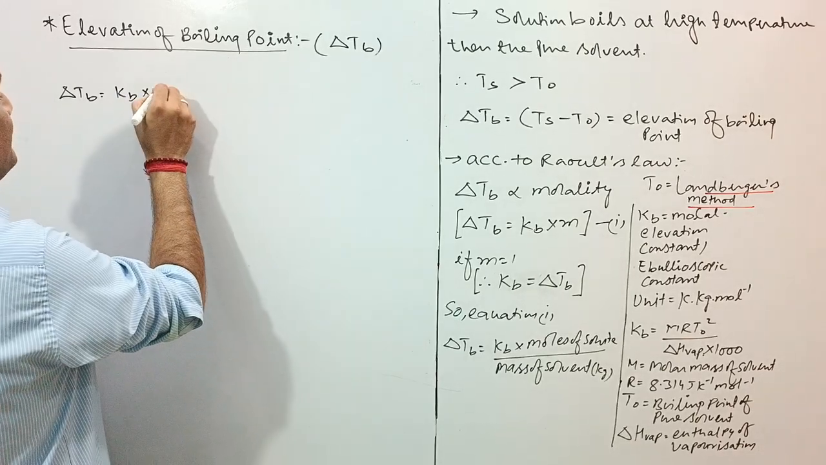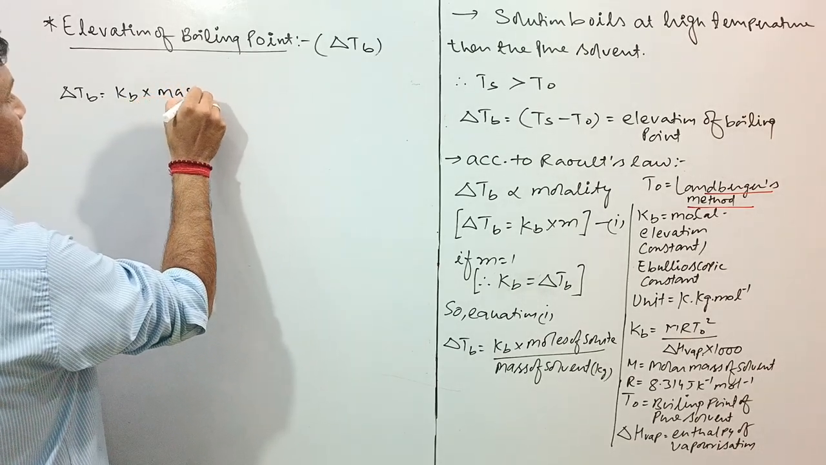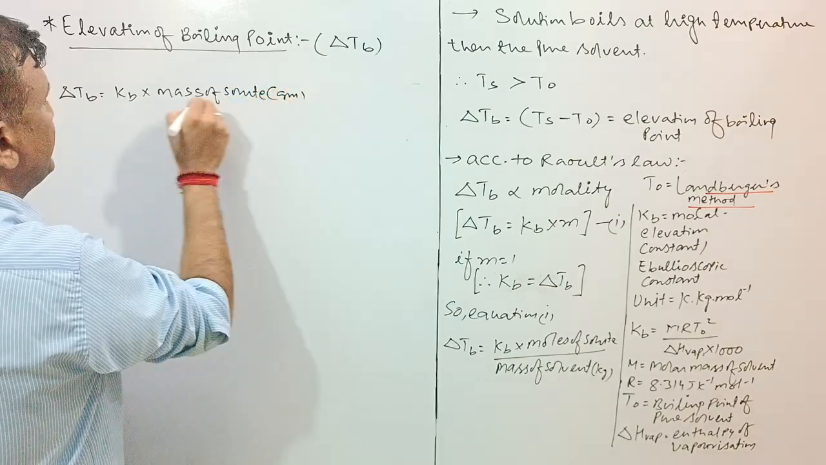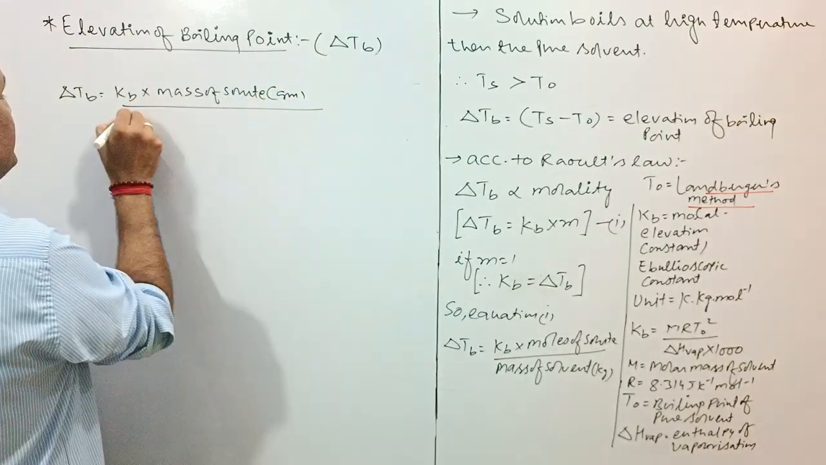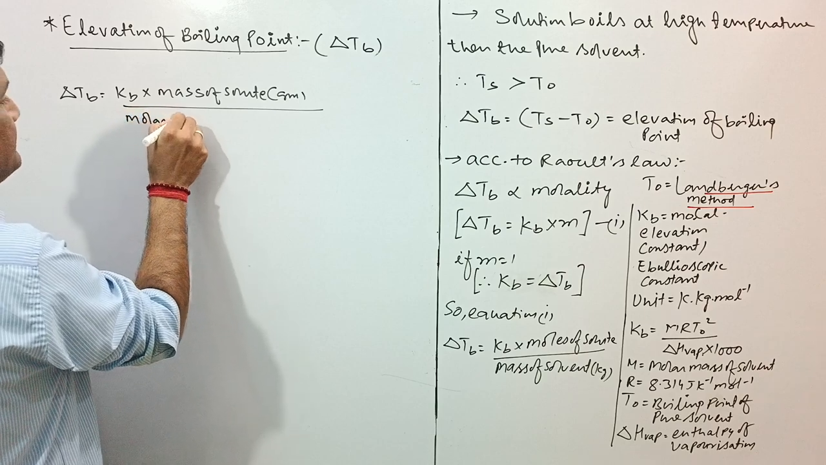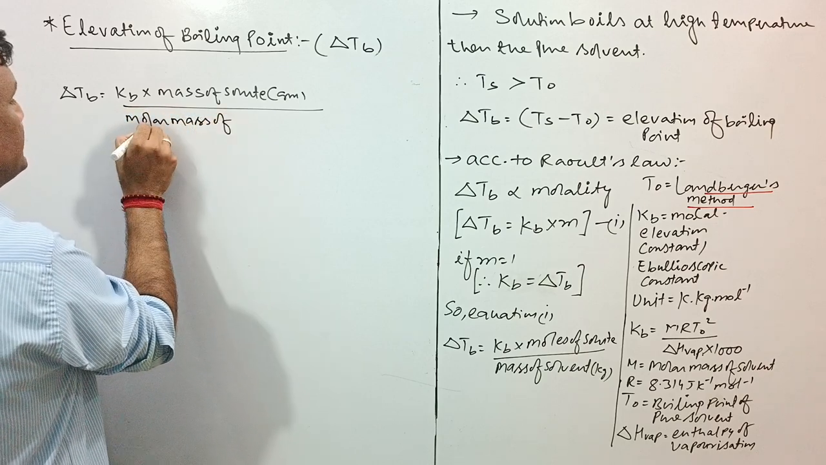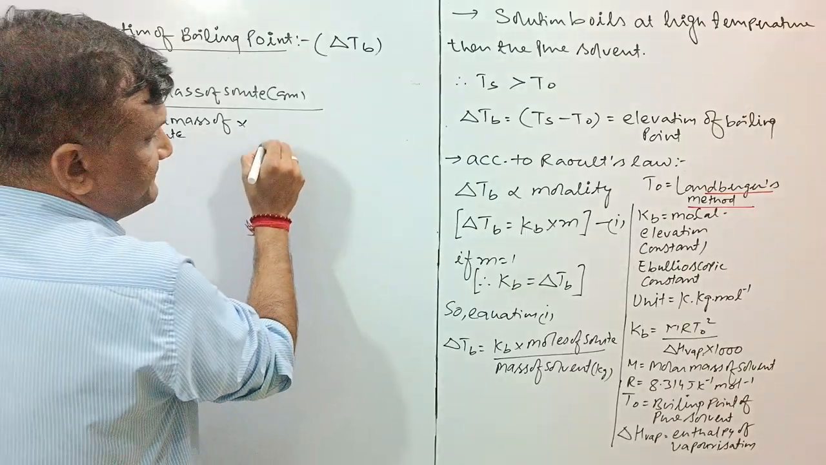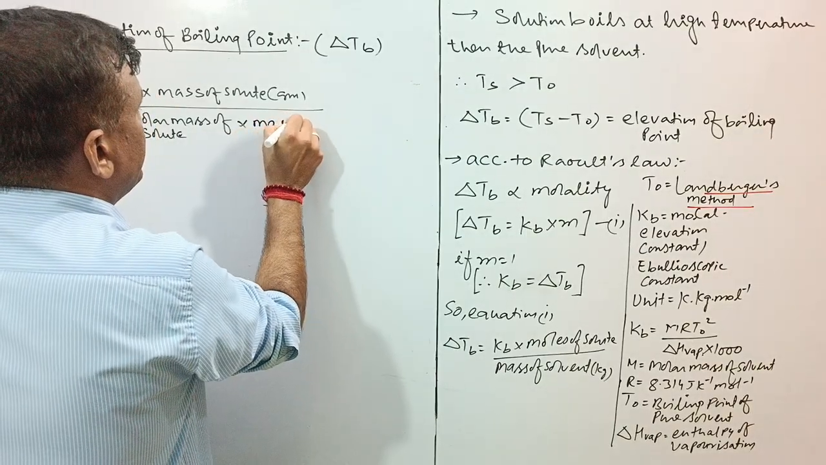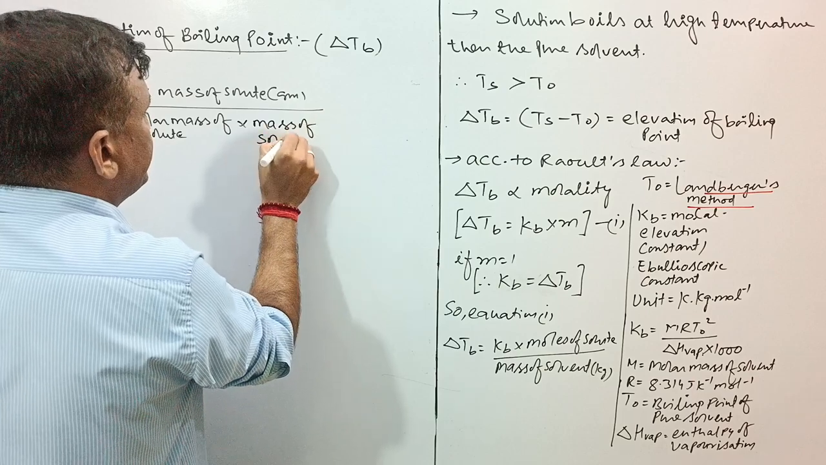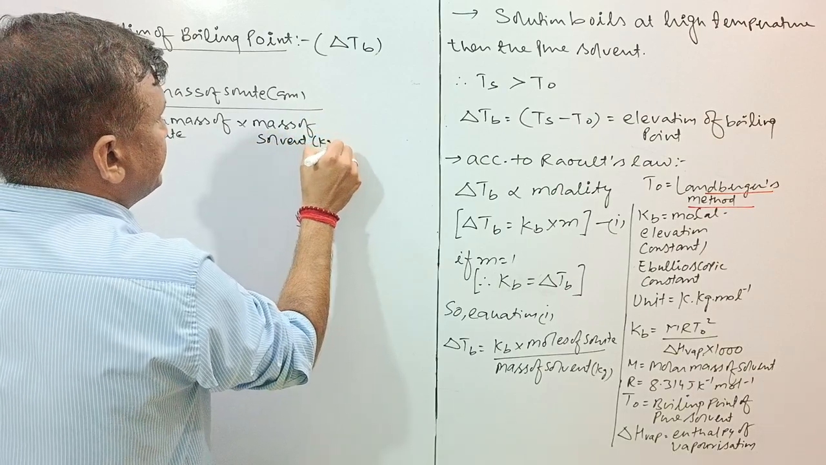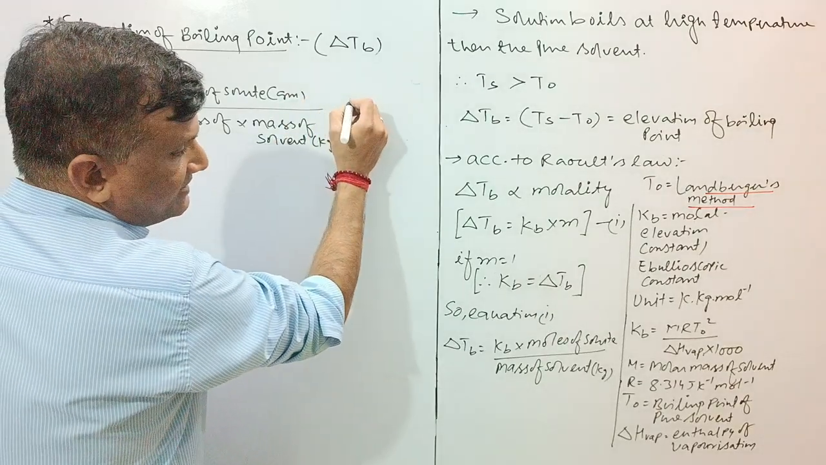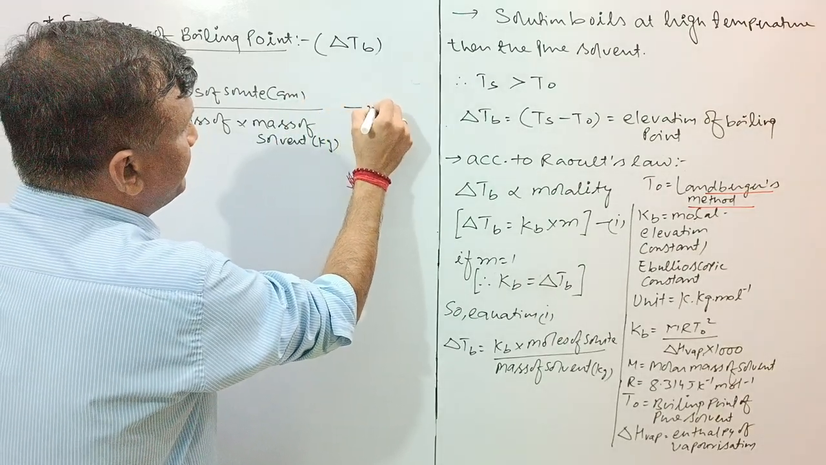To find out the moles, we can say mass of solute, that is also called the given mass, upon the molar mass of solute, and this is your mass of solvent in kg. To convert it into grams, we will multiply by 1000 on top. This is the second formula.